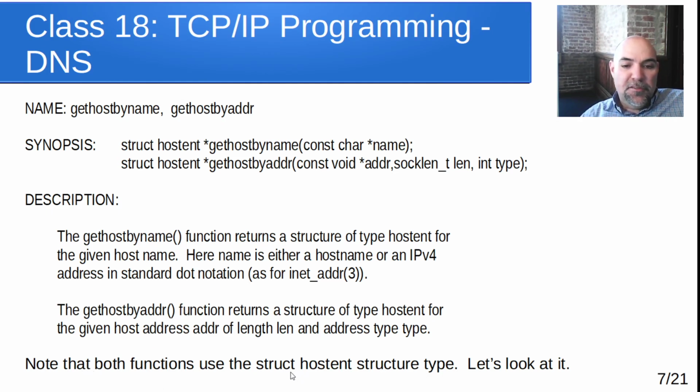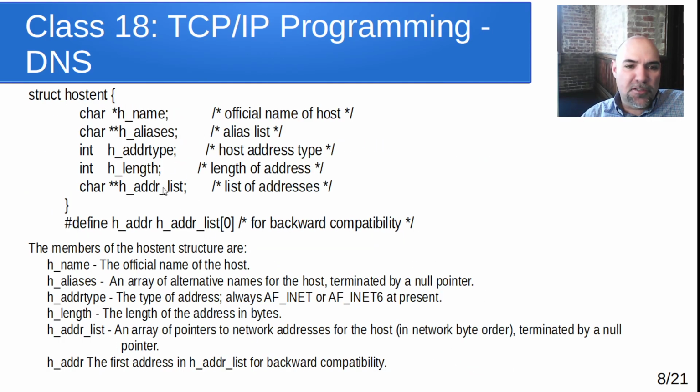So note both functions use that struct hostent structure type as what they return. So let's take a look at that structure. So here's what that structure looks like. If you look it up in the documentation, it's got a character pointer for the official name of the host. That'd be a string that has the official name of the host.